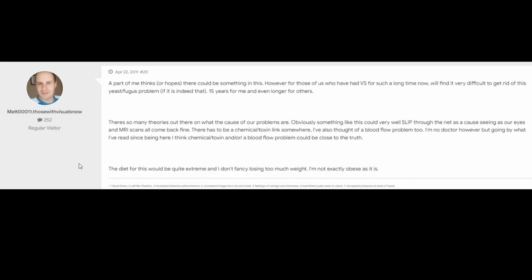There has to be a chemical toxin link somewhere. I've also thought of a blood flow problem too. I'm no doctor, but going by what I've read since being here, I think chemical toxin and or blood flow problem could be close to the truth. The diet for this would be quite extreme, and I don't fancy losing too much weight. I'm not exactly a beast as it is. So it's April 22nd, 2011.